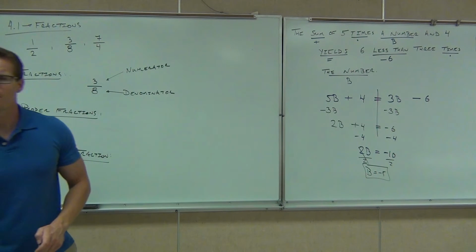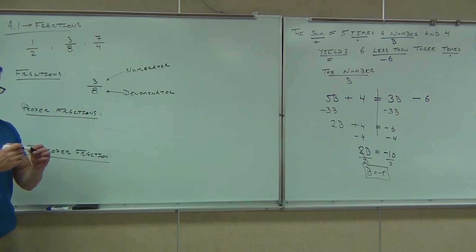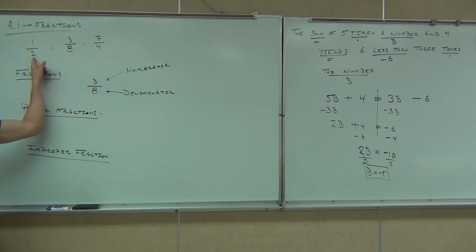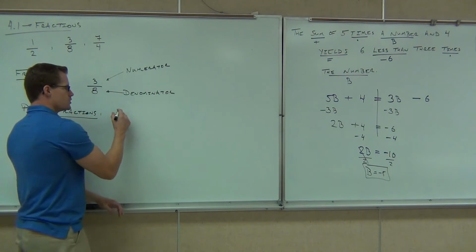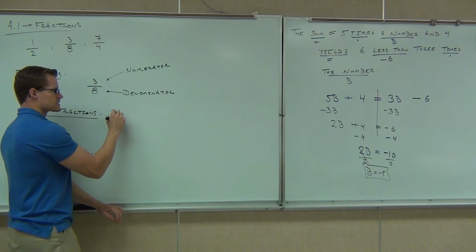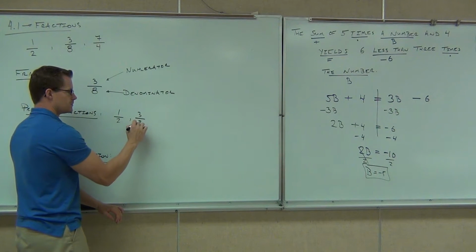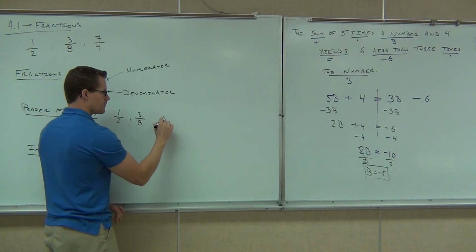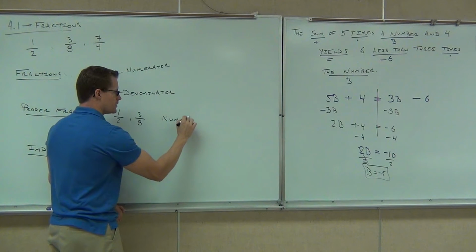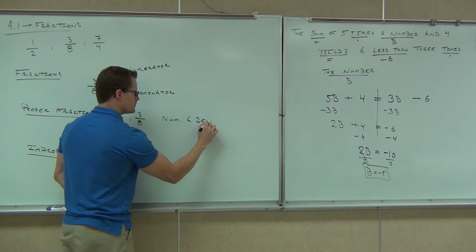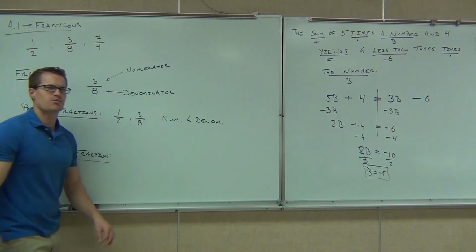What makes something proper and what's improper? Maybe you know this already. Which one of these is a proper fraction? Is this a proper fraction? Yes. This one? Yes. This one? No. Okay, so proper fraction means when the numerator is less than the denominator. Numerator less than denominator. That's when you have a proper fraction.